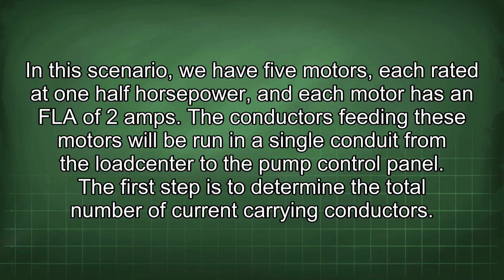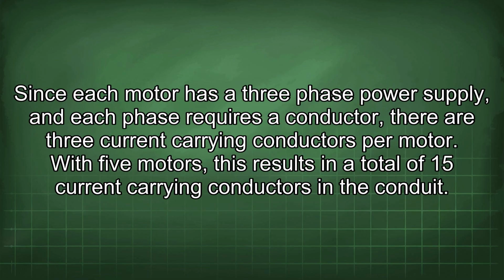The first step is to determine the total number of current carrying conductors. Since each motor has a 3-phase power supply, and each phase requires a conductor, there are 3 current carrying conductors per motor. With 5 motors, this results in a total of 15 current carrying conductors in the conduit.